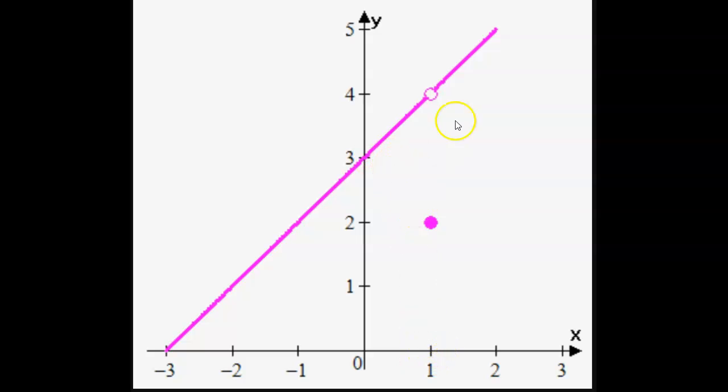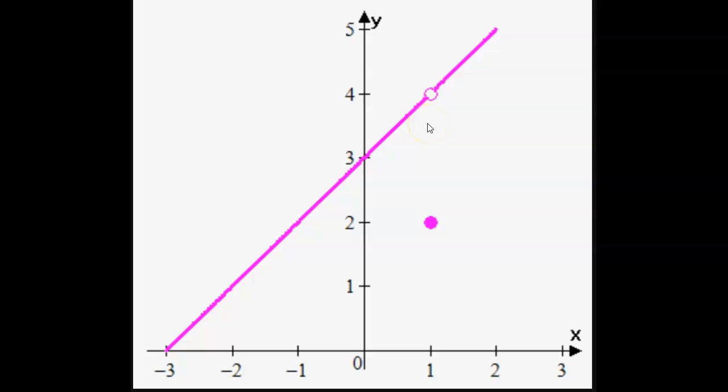So now let's take a look at here. When x equals 1, things are getting a little bit different. Things are a little weird here. When x equals 1, we know that y equals 2. It doesn't equal 4 because this is an empty circle. This is what y doesn't equal. Y does equal 2. It doesn't equal 4.